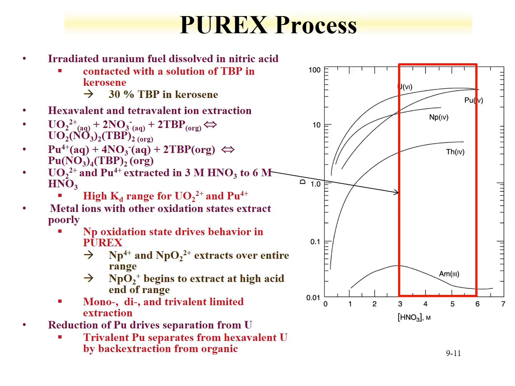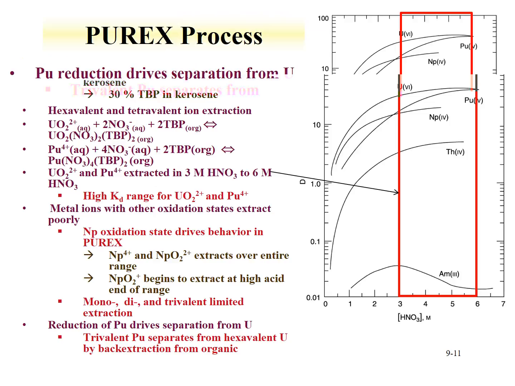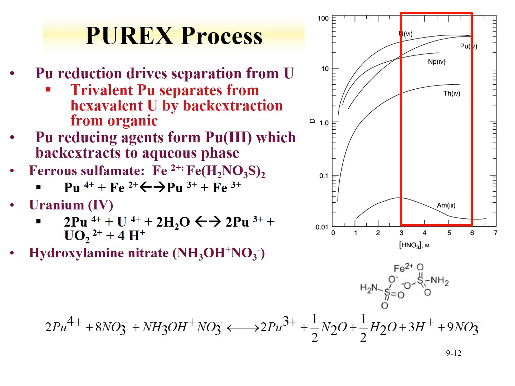Mono-, di-, and trivalent metal ions have limited extraction. So for this to function, one would need to do the separation and then reduction of the plutonium from the 4 to the 3, which drives the plutonium out of the organic phase into the aqueous phase and achieves a separation of uranium from the plutonium. As was stated in the previous slide, the separation of plutonium in the Purex process is predicated upon its reduction from the tetravalent state in the organic phase to a trivalent state, which then gets removed from the organic phase into the aqueous phase.